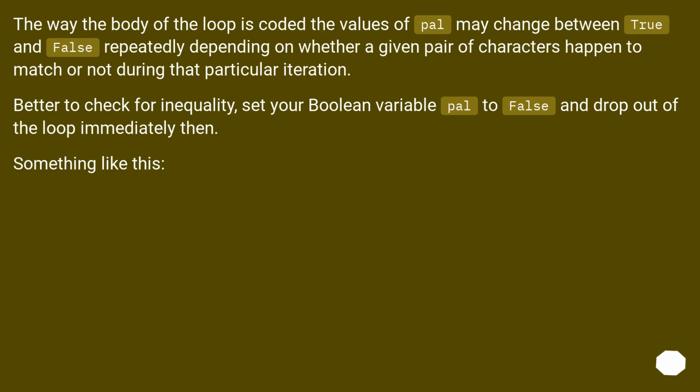The way the body of the loop is coded, the values of pal may change between true and false repeatedly, depending on whether a given pair of characters happen to match or not during that particular iteration. Better to check for inequality, set your Boolean variable pal to false and drop out of the loop immediately then. Something like this.